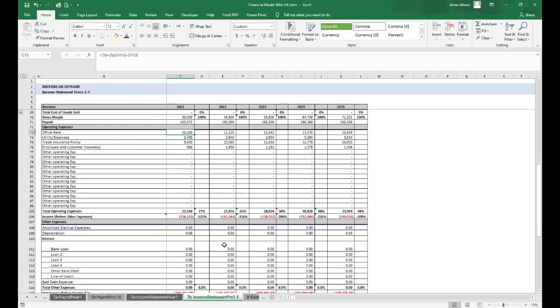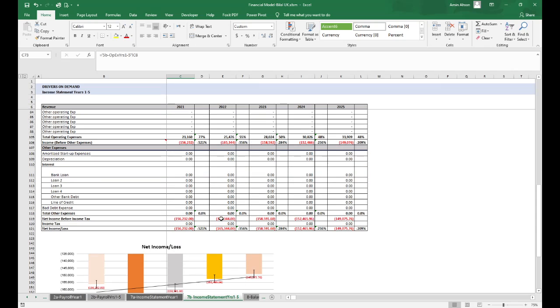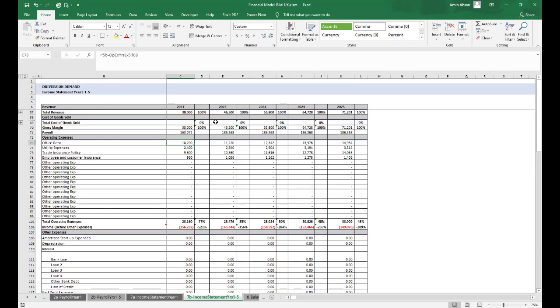So here is your income statement. Your income statement is showing loss everywhere because you are not earning so much. Just revise your calculation as per the revenue stream. Your salaries are too much, so you are incurring loss.